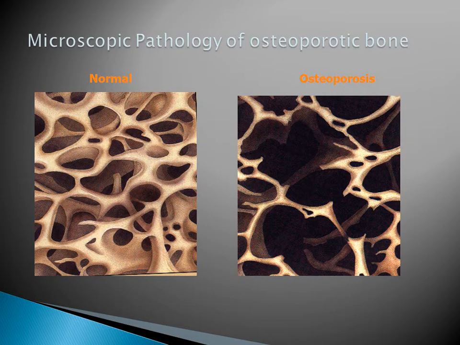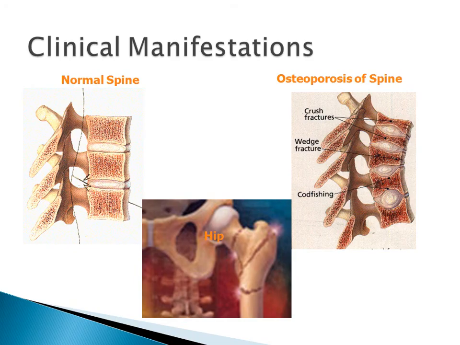First off, the microscopic pathology of osteoporotic bone is shown on the right side there, and reveals a tremendous loss of trabecular structure. The cortex is not shown in this slide, but you can see there's an awful loss of trabeculae, which weakens the bone, so the bone loses a lot of strength.